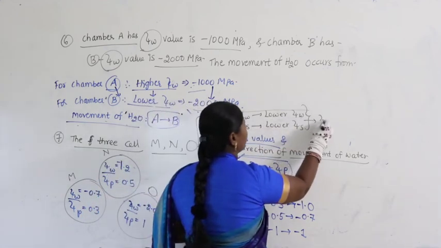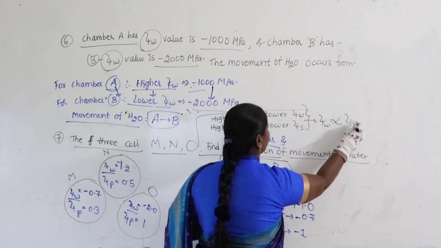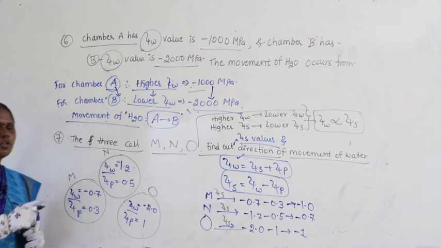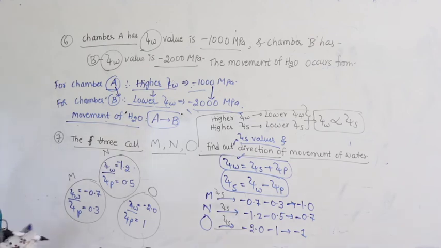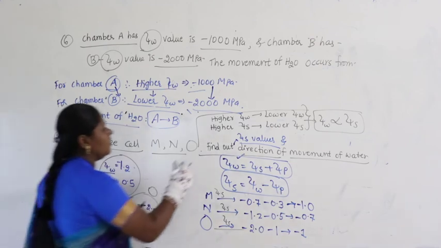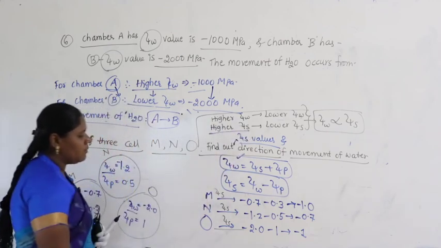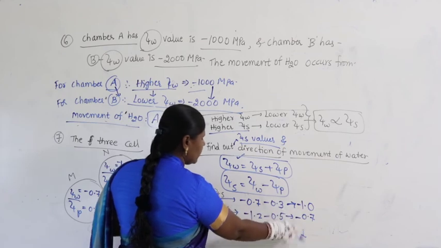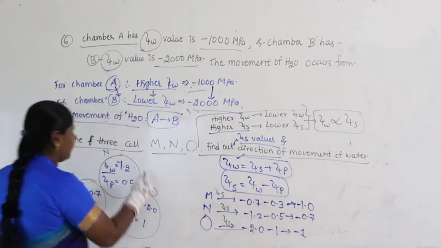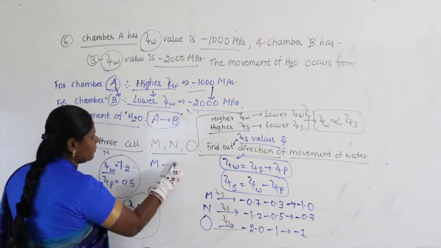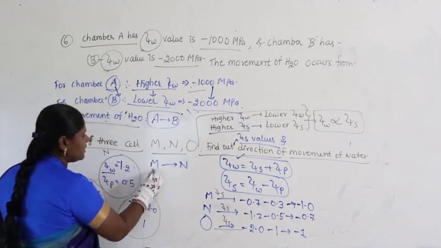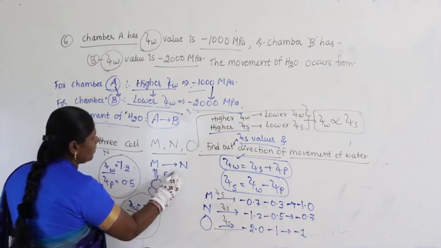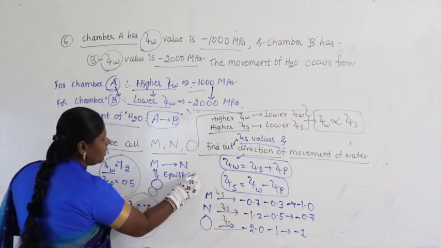Why will this apply? Because water potential is directly proportional to solute potential. Now look at where the movement happens. Here, higher solute potential, minus 1.0 here, this is also 1.0. So it happens from M to N, right? Because M and O are in equilibrium. Yes or no? Both are in equilibrium.